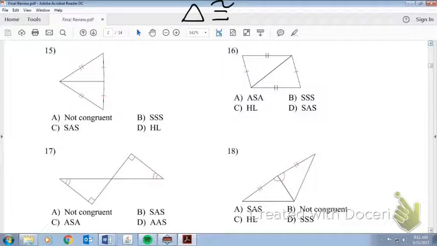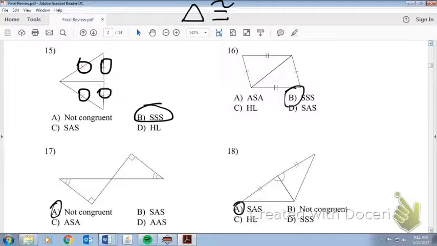So what we're looking at is whether or not these triangles are congruent. So the first one, we're told that the two sides are this side. Okay, so it's side, side, side. So we have those two sides, and then see how they share that third side. So we have side, side, side.